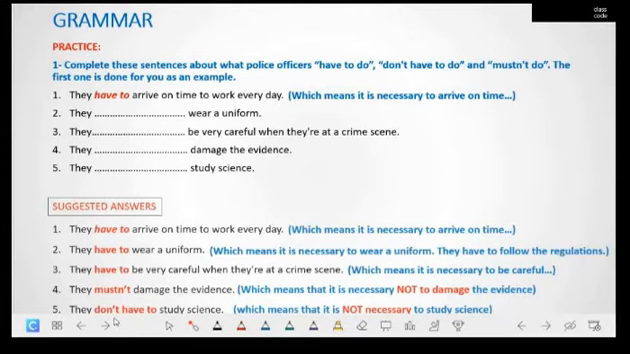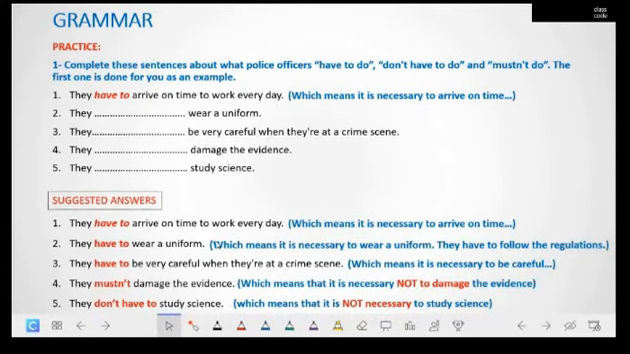Okay, number 3, they have to be very careful when they are at a crime scene, which means it is necessary to be careful. Number 4, they mustn't damage the evidence, which means that it is necessary not to damage the evidence. Number 5, they don't have to study science. It means that there is no need, which means that it is not necessary to study science.